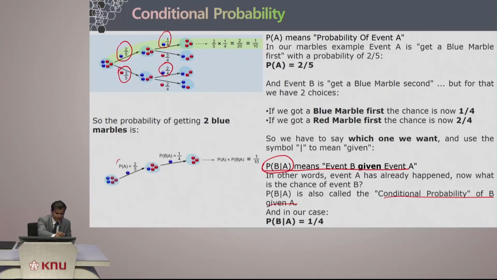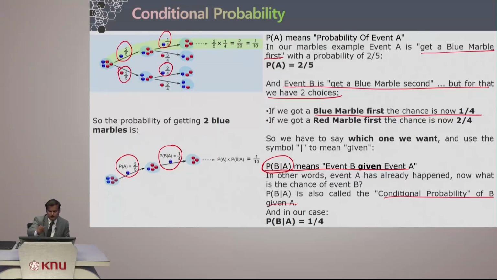Probability of A, the initial probability, is nothing but getting a blue marble first. In the first chance you get the blue marble, and the probability of getting the blue marble again in your second chance is 1 by 4. That is the probability of B given A. So, blue marble first and getting your blue marble the second time, that is the probability of event B we want to check.